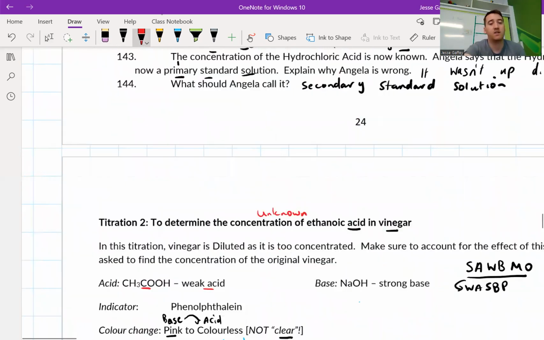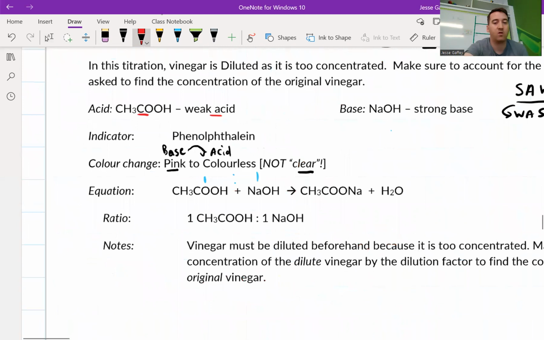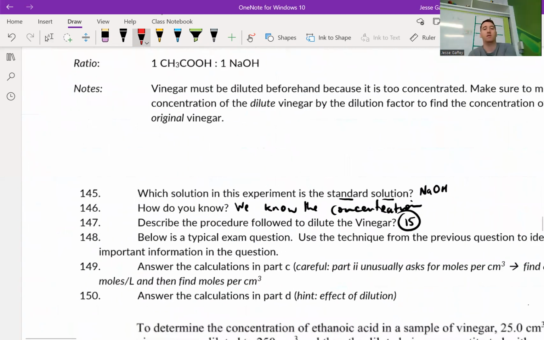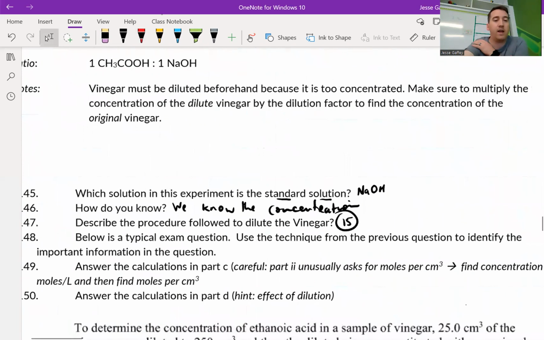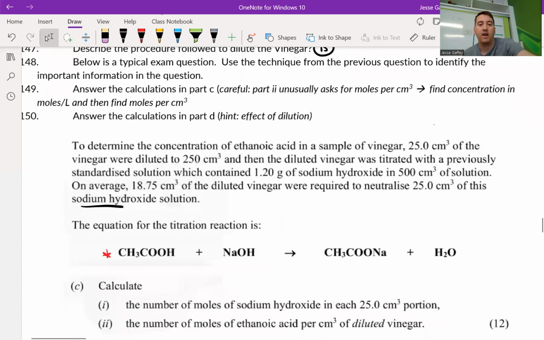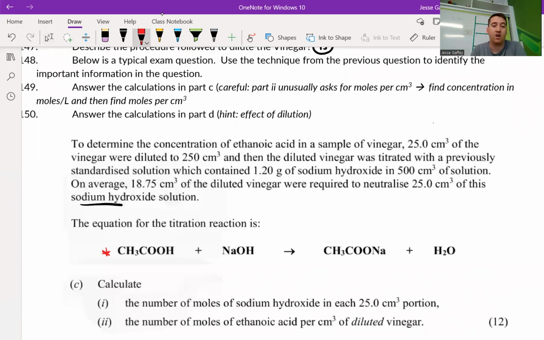All right, so that is the procedural stuff, procedural questions done. And like I said, you can get a lot of the marks in the question by knowing this stuff. All right, so here it says below is a typical exam question. Use the technique from the previous question to identify the important information in the question. So in the previous question, I showed you how you should lay out these titration questions. If you remember how I did that, then you should go ahead and set up your question now.